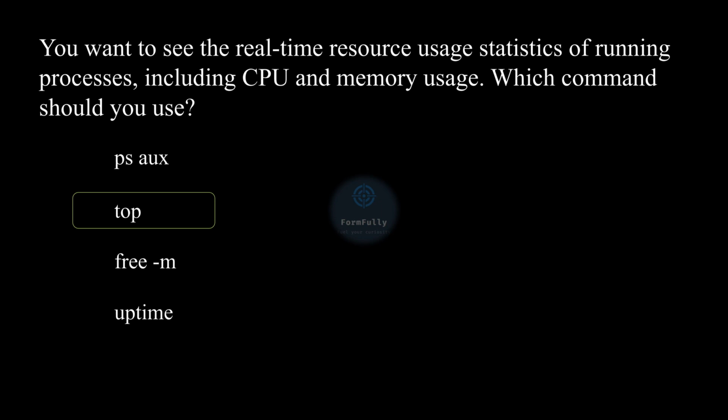The other options are incorrect, as option first, ps aux, lists processes but does not provide the real-time updates. free -m shows memory usage but not CPU usage or processes. Uptime displays the system's uptime and load average but not detailed process information. So the correct option is top.